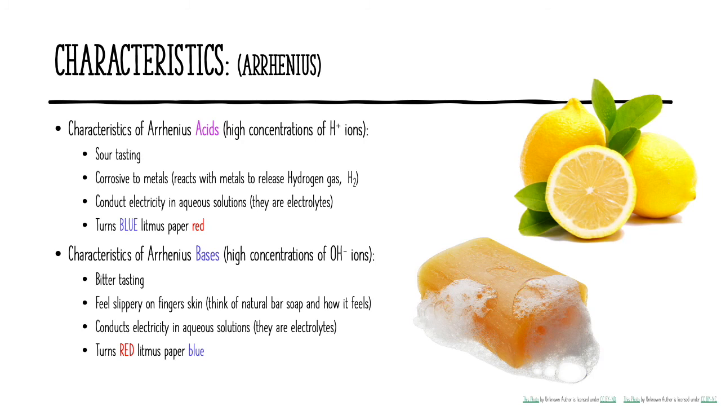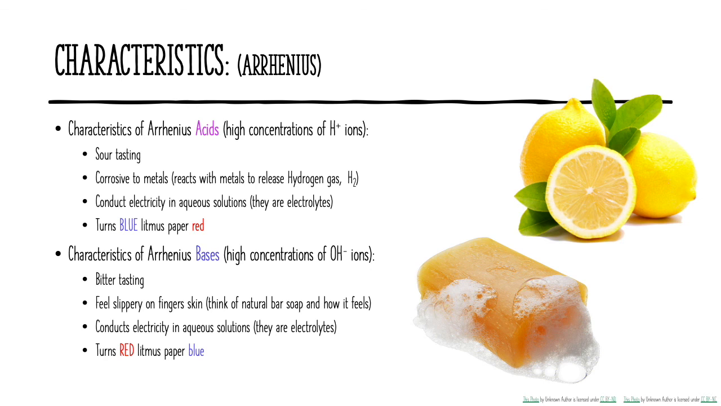So, characteristics of Arrhenius bases. And remember, these are solutions that contain high concentrations of hydroxide ions. These tend to be bitter tasting. And they tend to feel slippery on your fingers or on your skin. So if you get hydroxide, or something that contains hydroxide ions, on your skin, then those hydroxide ions are going to be reacting with the oils in your skin to produce a soap, and that's why it feels so slippery.